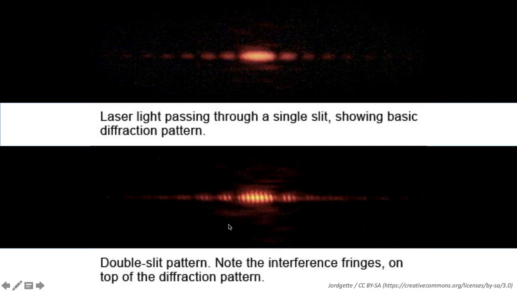And underneath it, we have a double slit. Now, the width of the two slits is the same as the width of the single slit. So you have the same basic diffraction pattern, but superimposed on that, you have this more detailed interference pattern, as it's called, or interference fringes is the wording used here.